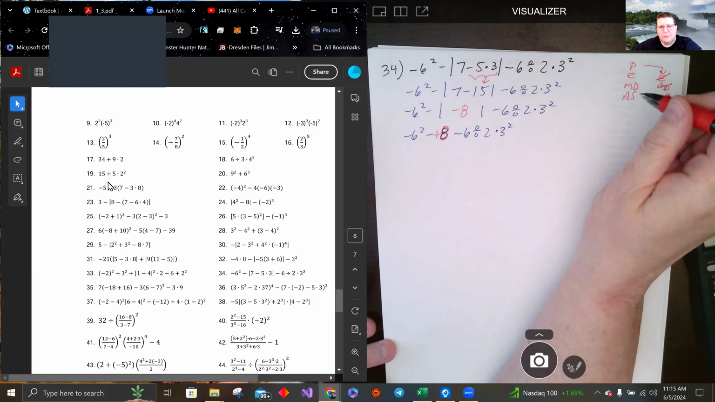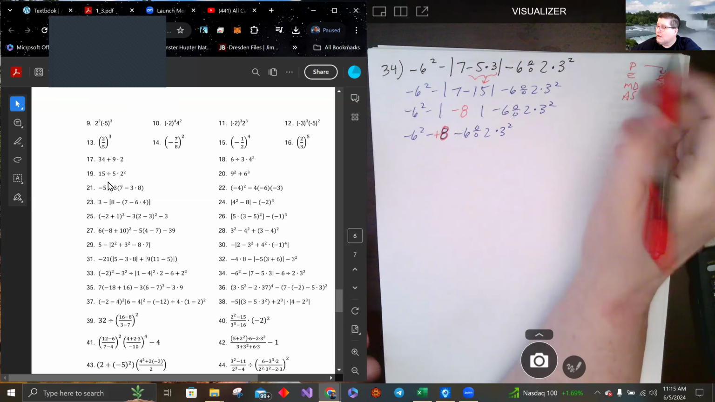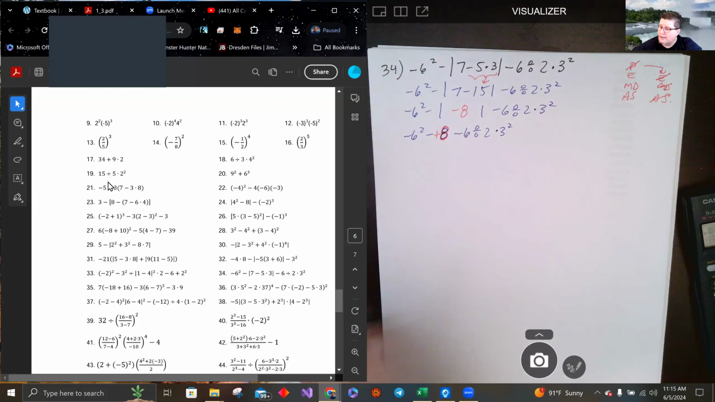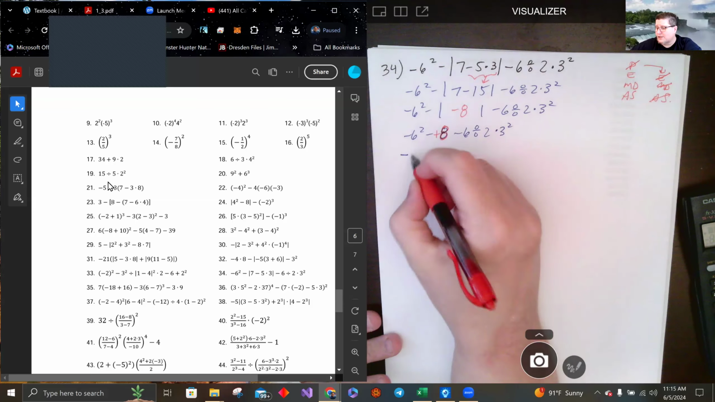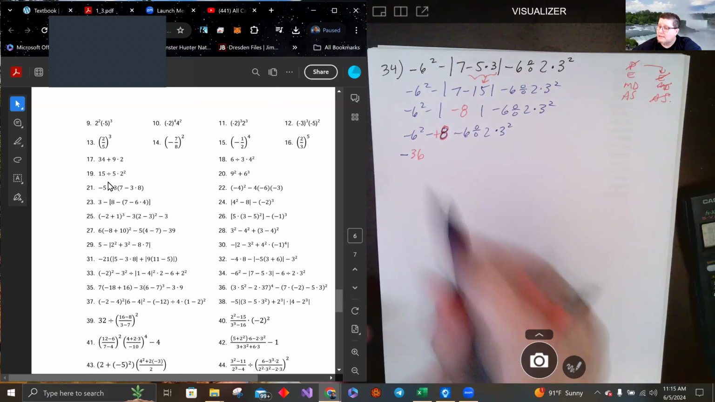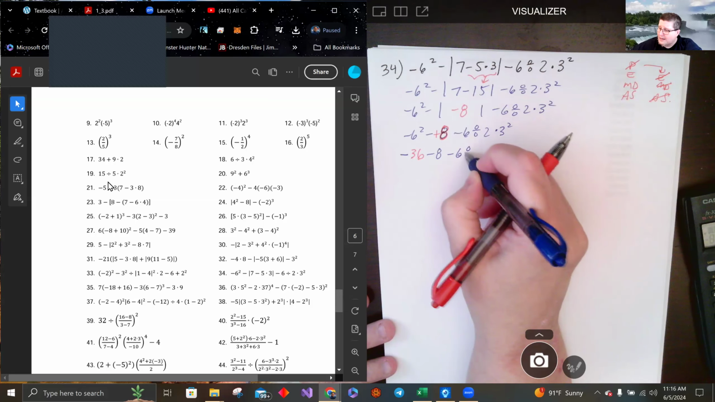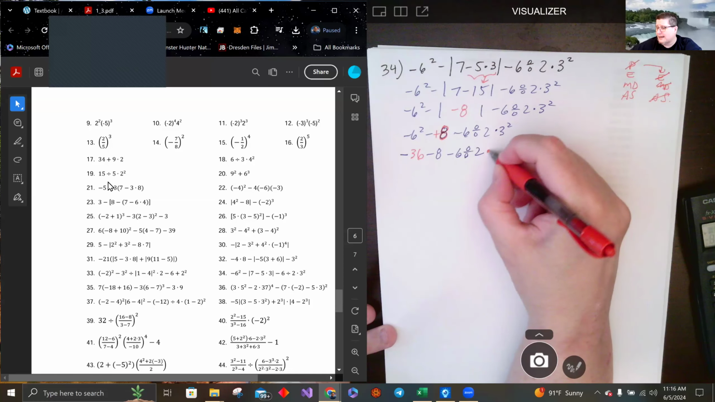All right, we're done with grouping symbols. Our parentheses are done. Exponents come next. 6 squared. I have the negative. The 6 squared is 36. Then I've got minus 8 minus 6 divided by 2. And then 3 squared is 9.